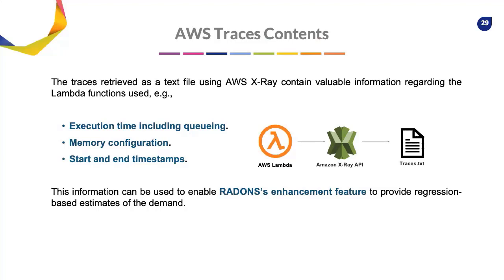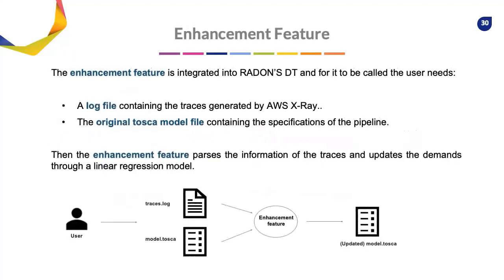As we have mentioned, the enhancement feature is integrated into RADON's decomposition tool. For it to be called, the user needs to provide the retrieved traces in a log file along with the original TOSCA model template for its posterior update. Once the traces have been uploaded, the enhancement feature parses this information and provides the demands using a linear regression model.